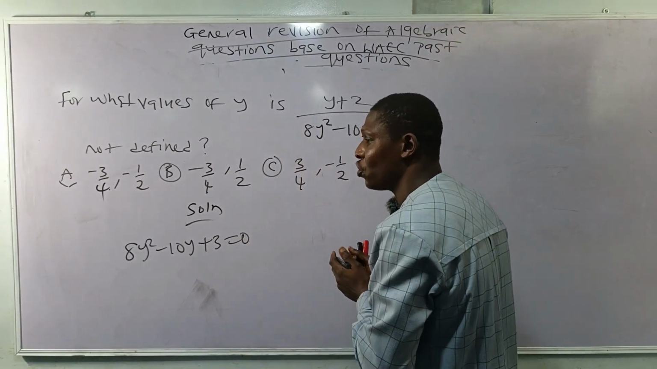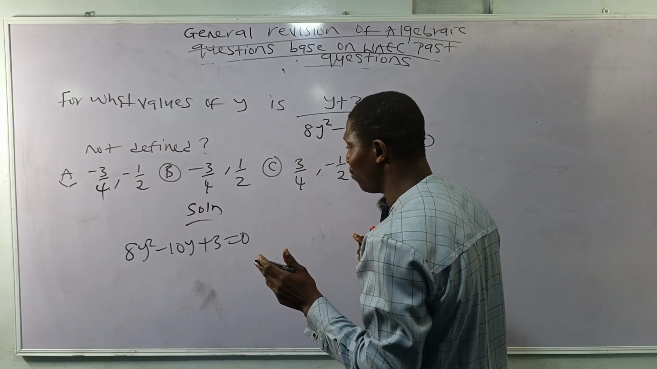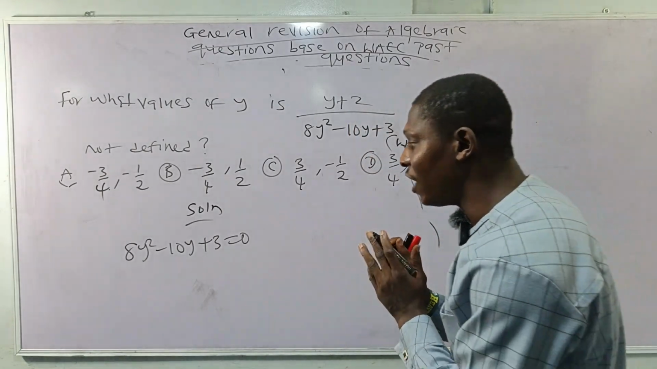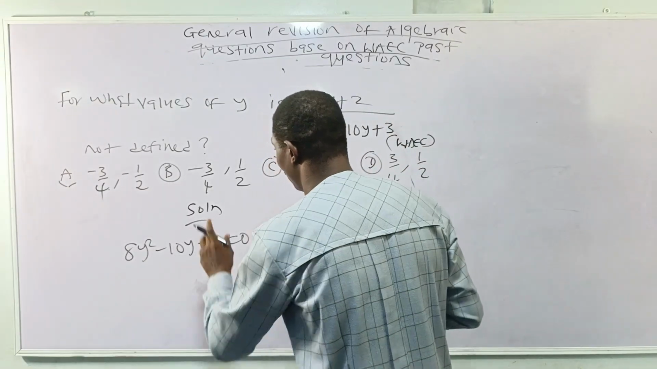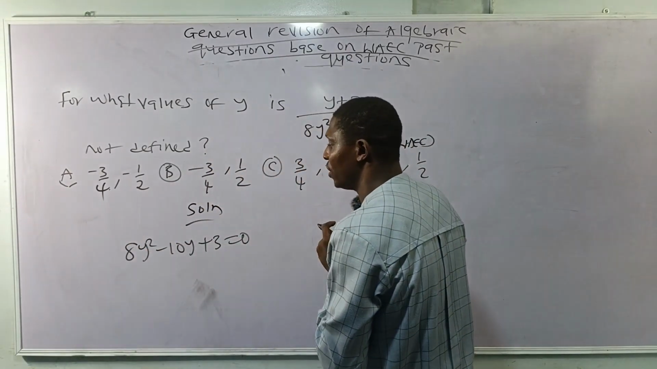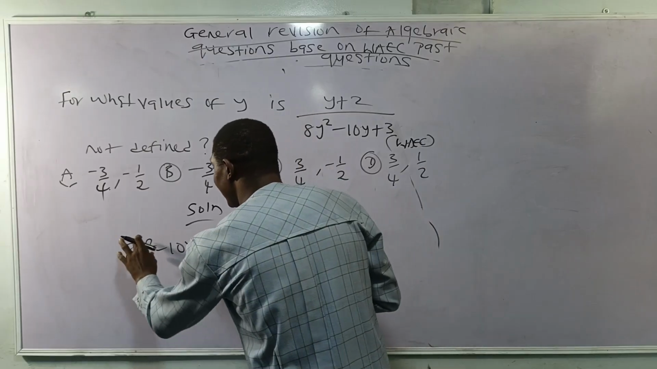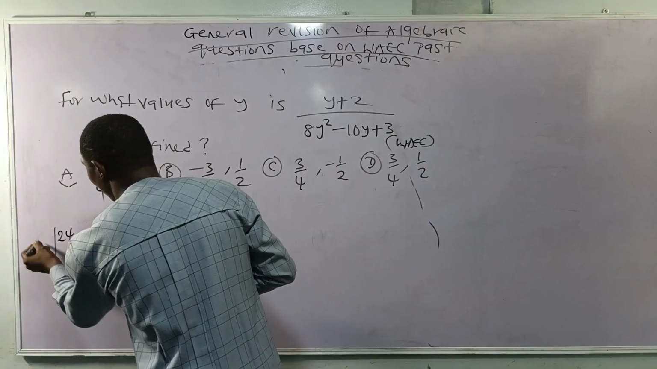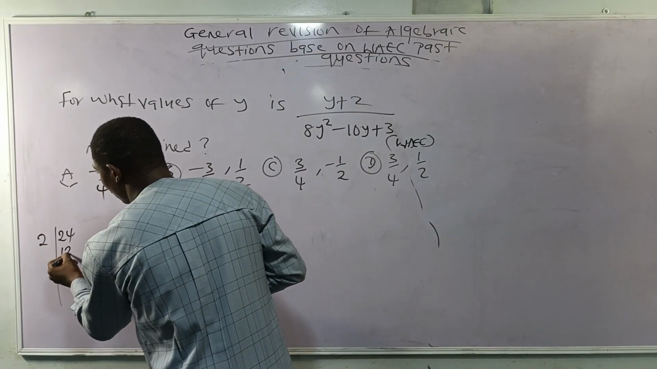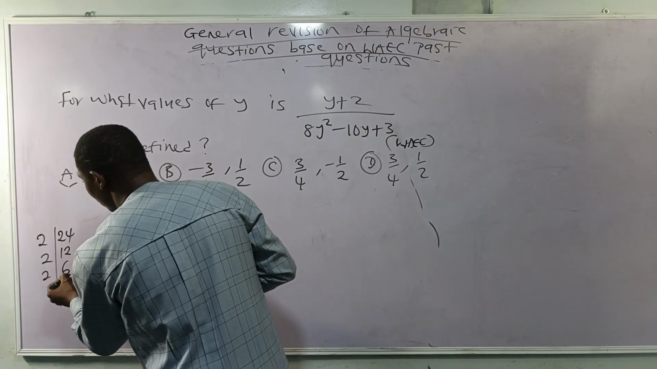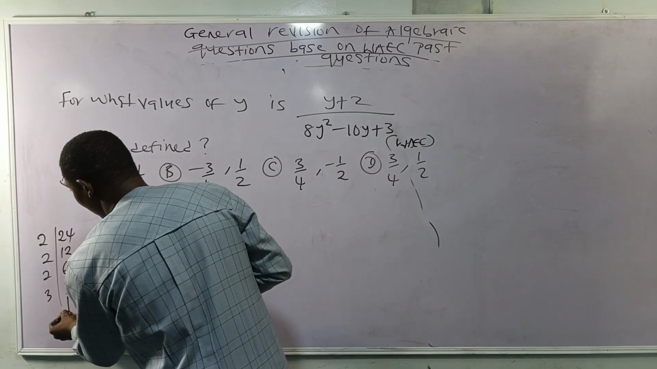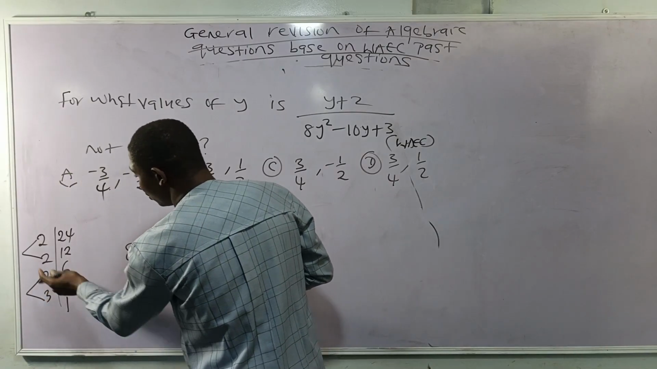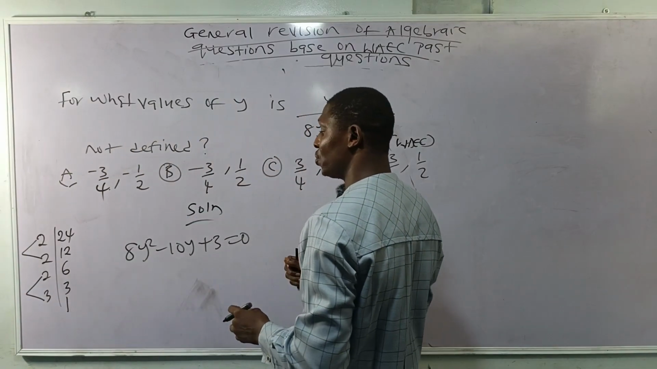You can factorize, you can use completing the square, you can use quadratic formula. But since I'm doing this topic, which is algebraic fraction, I'm focusing on factorization. 3 times 8 will give me 24. But there's no way I can use 3 and 8 to have negative 10. So therefore, I'll look for the factors of 24. 2 into 24 is 12. 2 into 12 is 6. 2 into 6 is 3. And 3 into 3 is 1. If I use 4, 2 times 2 is 4. And 2 times 3 is 6. So I can use 4 and 6 because 6 times 4 is also equal to 24.